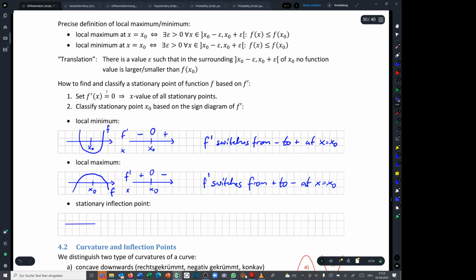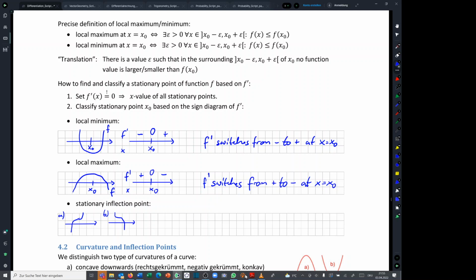Last, let us look at a stationary inflection point. Well, for stationary inflection points we have to distinguish two cases. This is a stationary inflection point, or the second type of a stationary inflection point is obviously this here. So I have A and B, two types. So find now the sign diagrams for A and for B.